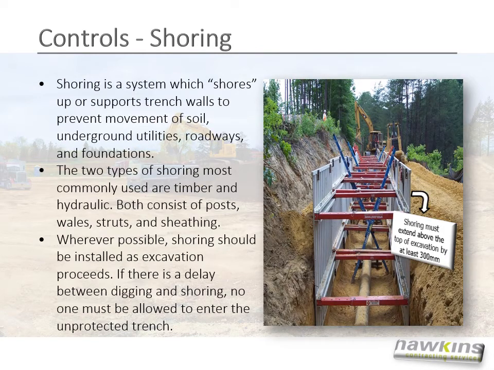Another control option to address the risk of collapse is shoring. It is a system that supports trench walls to prevent movement of soil, underground utilities, roadways, and foundations. The two types of shoring most commonly used are timber and hydraulic. Both consist of posts, wales, struts, and sheathing. Whenever possible, shoring should be installed as excavation proceeds. If there is a delay between digging and shoring, no one must be allowed to enter the unprotected trench. All shoring systems must extend above the top of excavation by at least 300 millimeters.